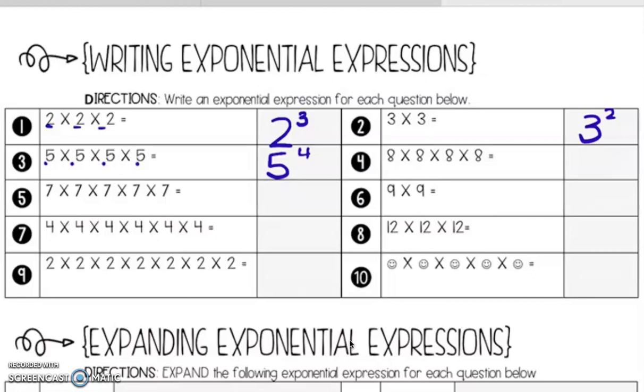8 times 8 times 8 times 8. Our base is going to be 8, and our exponent is going to be 1, 2, 3, 4. The exponent is 4, so our answer is 8 to the 4th power.